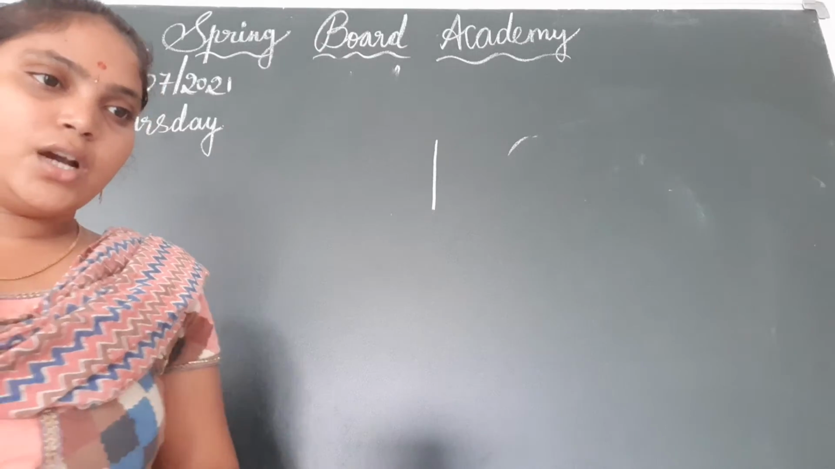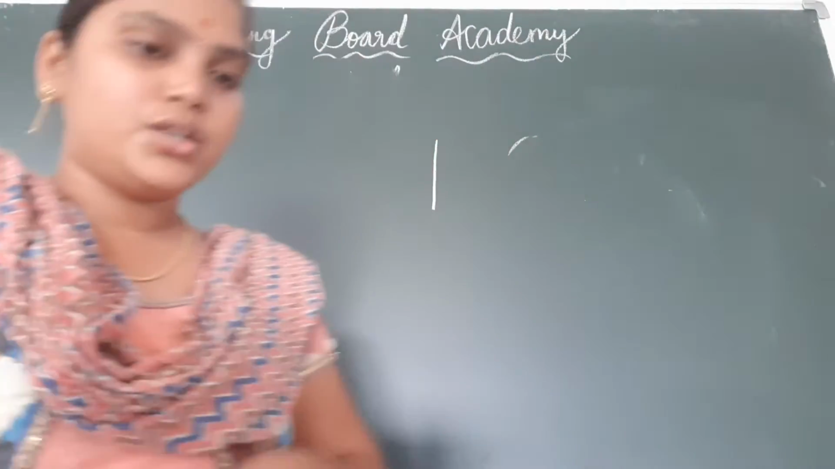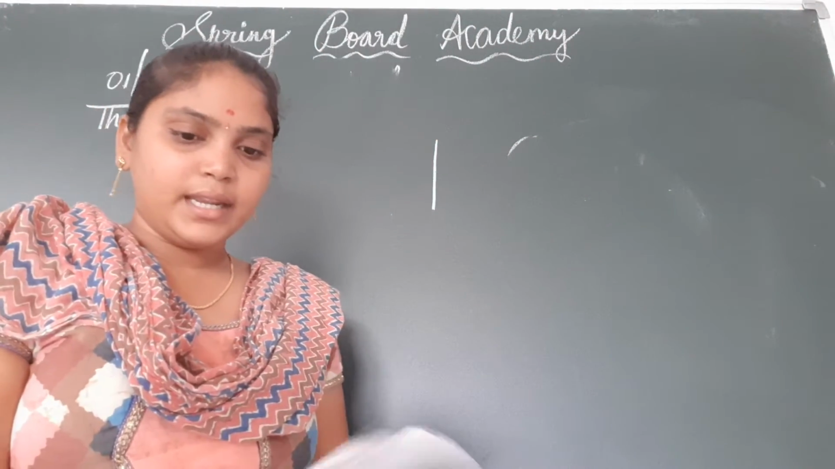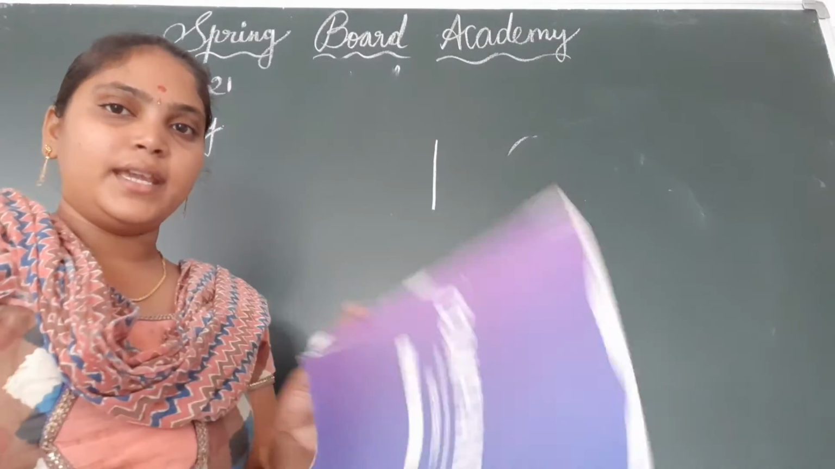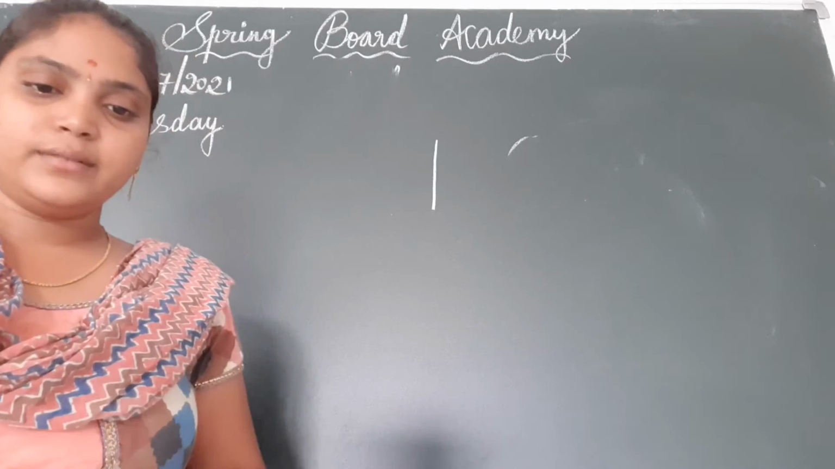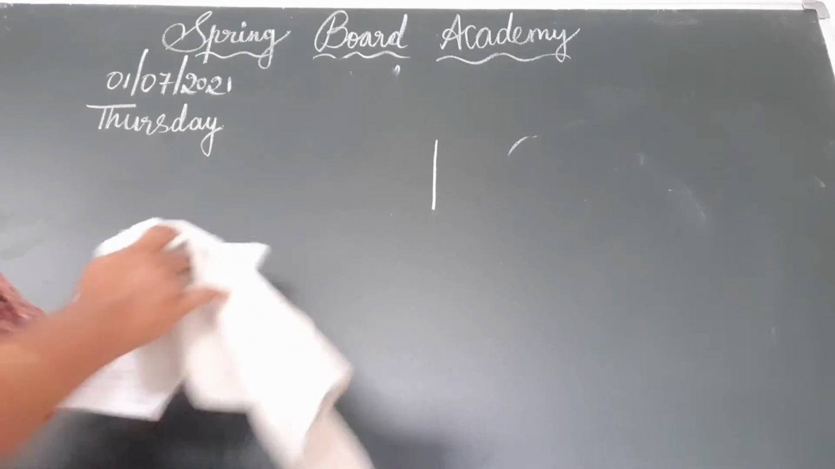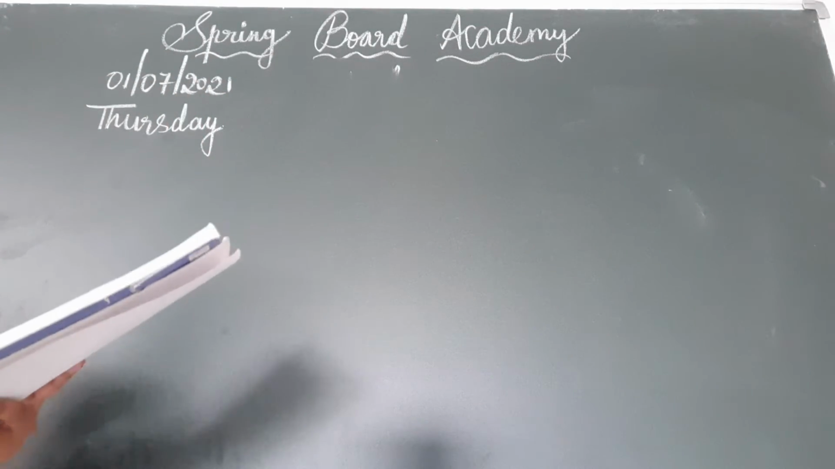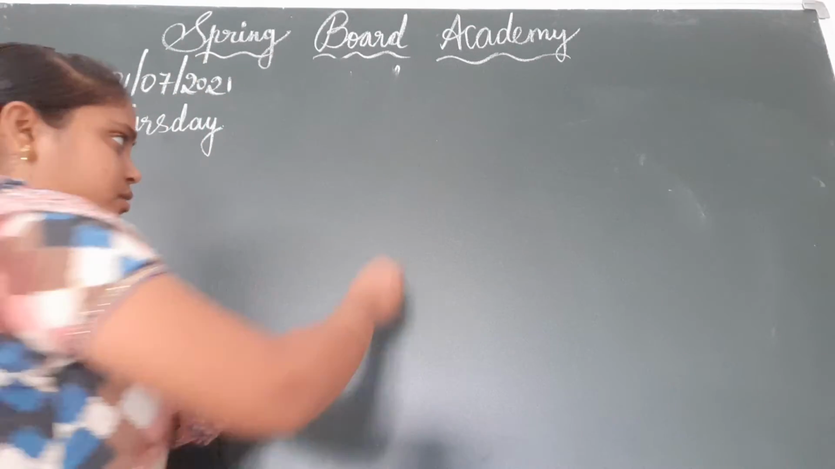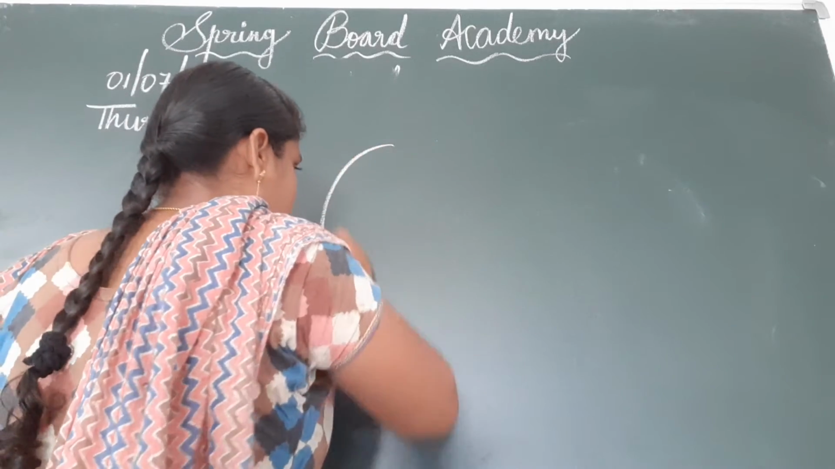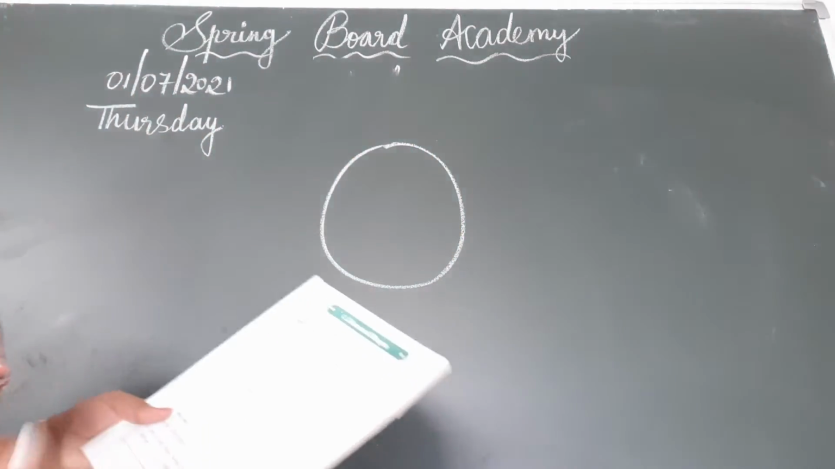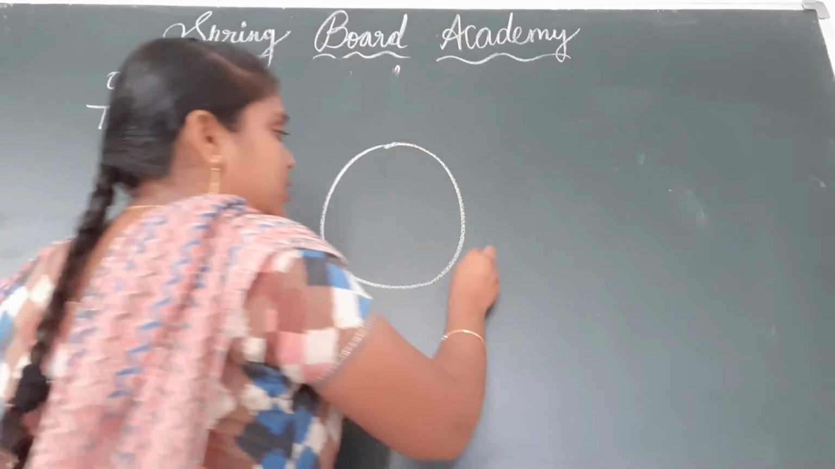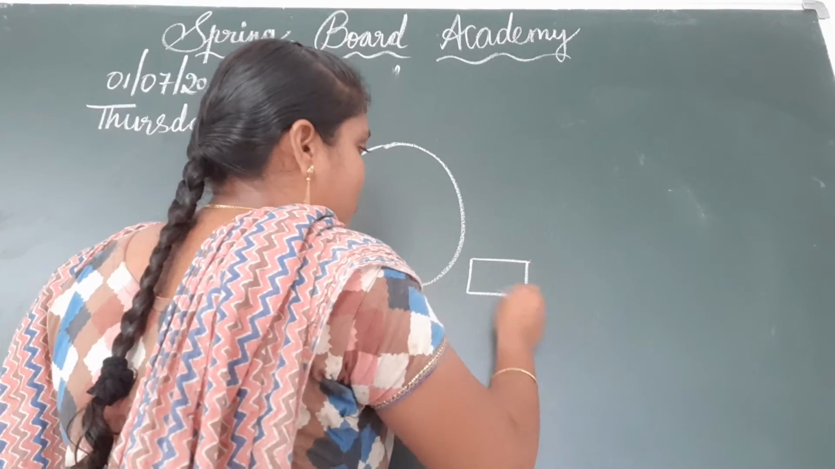Okay, now everyone open the companion, children. Companion page number 1. Gear up. Tick the shapes that are closed. Yes, we already learned closed shape and open shape. So here, if you check the shape, children, is this a closed shape or an open shape? Yes, this is a closed shape. Why? Because this shape is closed fully.